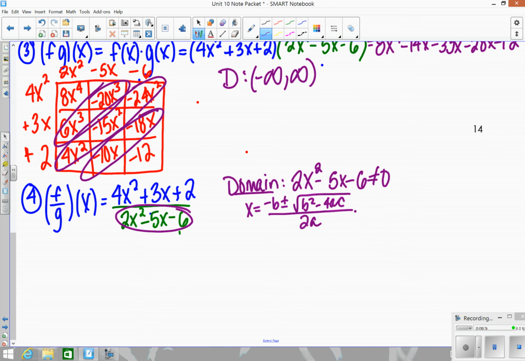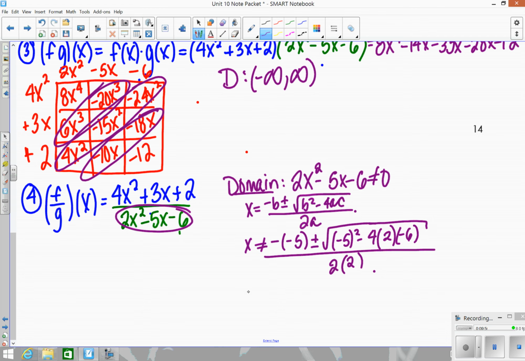And when I actually go to solve this, I'm going to do x not equal to these numbers, because remember it's not equal. So I have negative b, so negative 5 is b, plus or minus the square root of b squared, so negative 5 squared, minus 4a, which is 2, c is negative 6, all over 2 times 2 for a. So x does not equal 5 plus or minus, when you simplify all of this under the square root, you get 73, all over 4. So the domain is all real numbers except for 5 plus radical 73 over 4 and 5 minus radical 73 over 4.